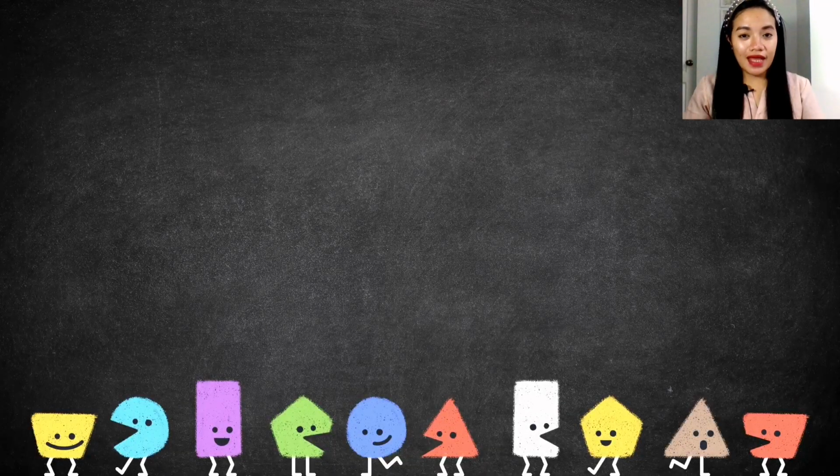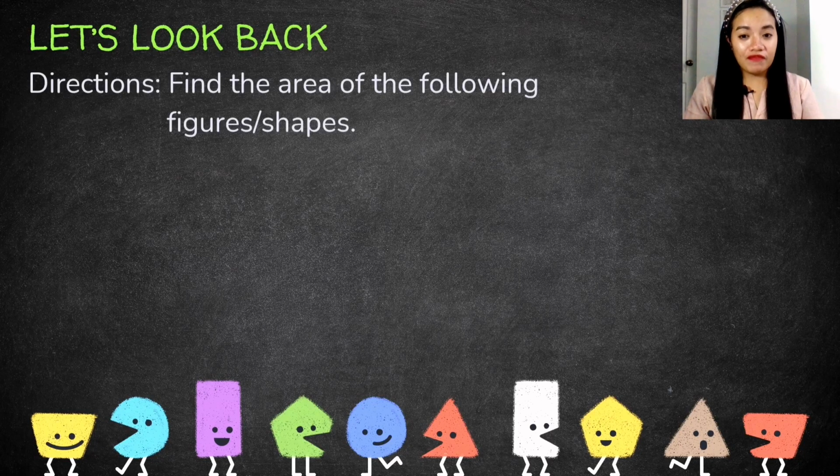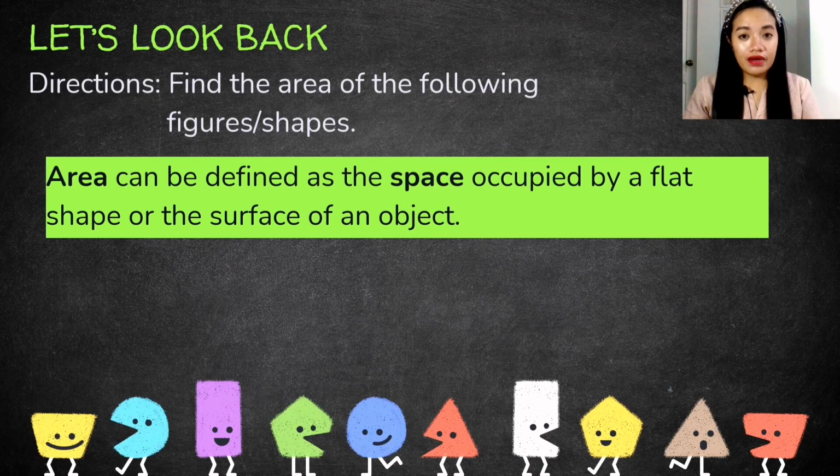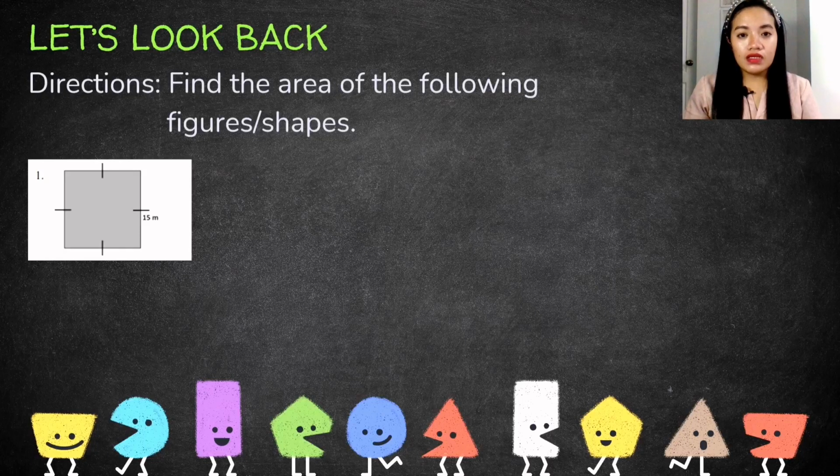Okay, learners, let us have a look back first. Directions: we have to find the area of the following figures or shapes. But let us define first what is area. Area can be defined as the space occupied by a flat shape or the surface of an object. So let us have number 1, which is a square. We are going to find the area of a square.